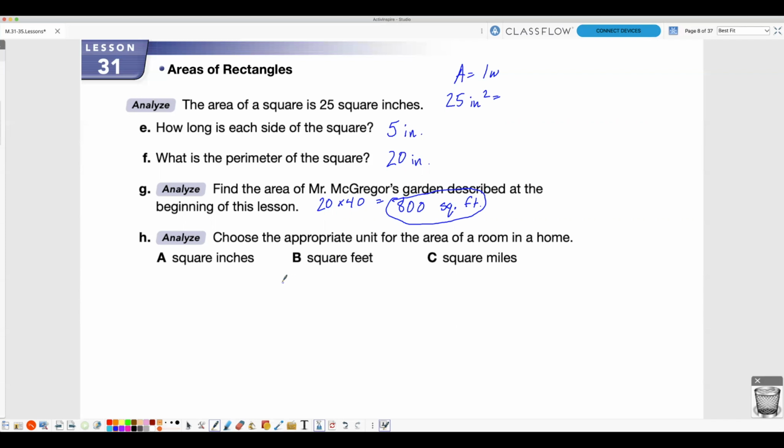Letter H, choose the appropriate unit for the area of a room in a home. Would you use square inches, square feet, or square miles? Your best choice would be square feet. We're not going to drive a car across the room in your house, and you wouldn't want to inch along to make the measurement either. It would be too many to do that.